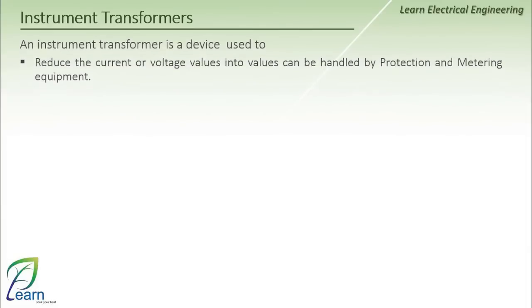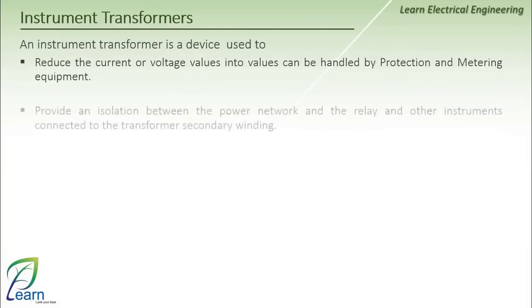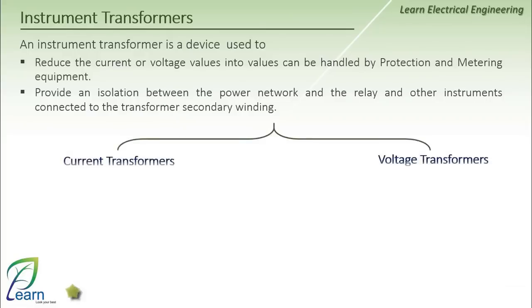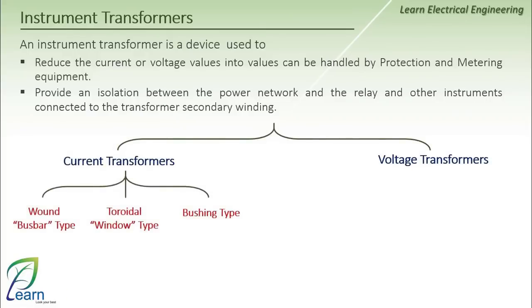We will now talk about all the components in the protection system, starting with the instrument transformers. Instrument transformers are devices used for 2 purposes. First, they provide current and voltage values at lower levels that we can handle with standard meters and protection devices. Second, they provide isolation between the primary and secondary circuits at a very high value, for the connected metering and protection devices. Instrument transformers consist of current transformers and voltage transformers. There are 3 types of current transformers: wound or busbar type, toroidal or window type, and bushing type. As for voltage transformers, there are 3 types: electromagnetic type, capacitor type, and optical type.